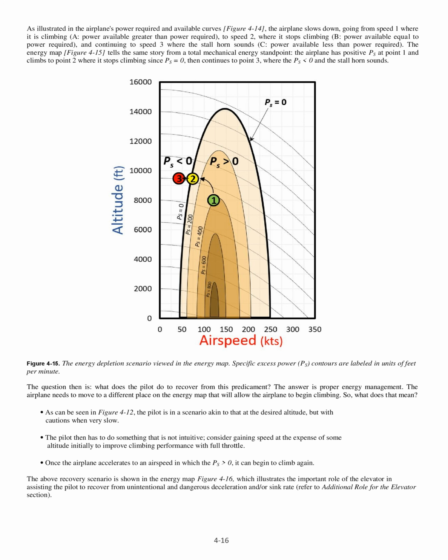The question then is, what does the pilot do to recover from this predicament? The answer is proper energy management. The airplane needs to move to a different place on the energy map that will allow the airplane to begin climbing. So, what does that mean?